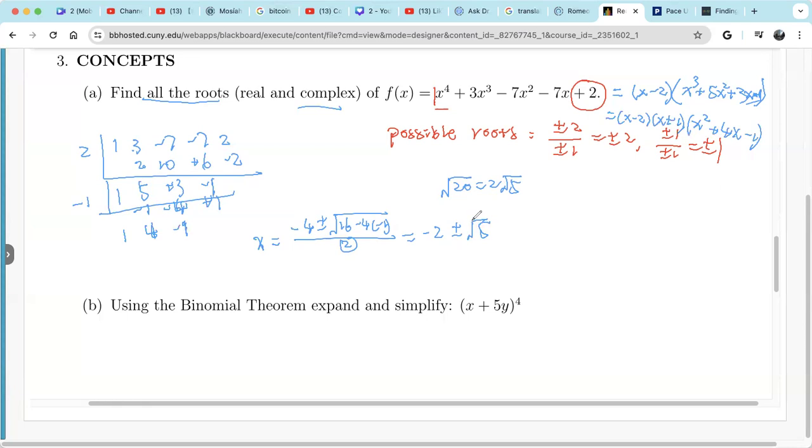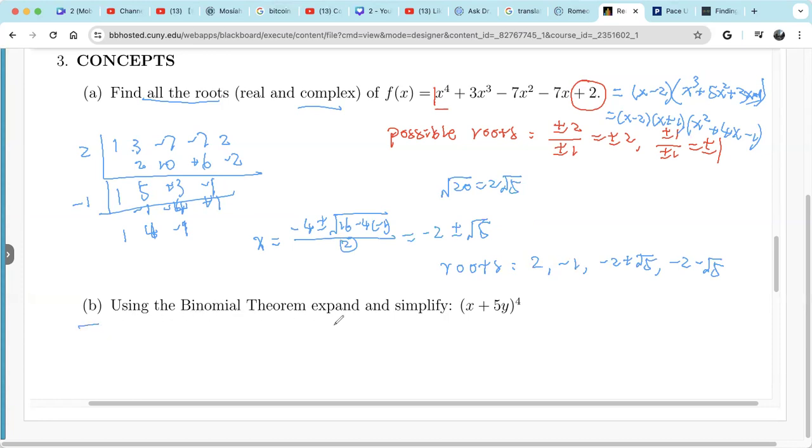Okay. So we find our roots. Our roots have 2, -1, -2 plus radical 5, and -2 minus radical 5 for roots.